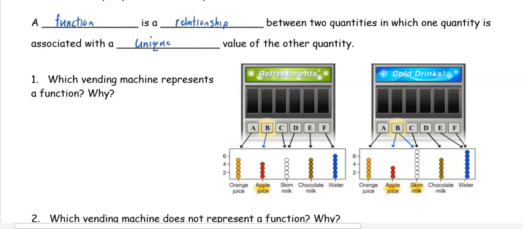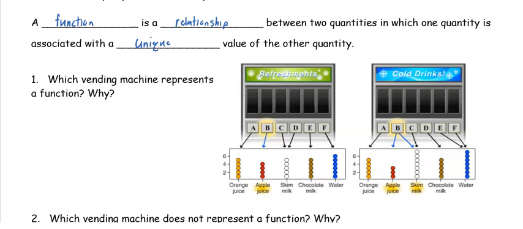So down below we have two vending machines. We have refreshments and we have cold drinks. Now on refreshments, each button is represented by one drink. So if we press A, we would get orange juice, B, apple juice, C and D, skim milk, E, chocolate milk, F, water. Now it's okay that C and D both go to skim milk because sometimes we can have an input that will give us the same output. In cold drinks, we have A is orange juice, B is apple juice or skim milk, C is skim milk, D is chocolate milk, and E and F are water.